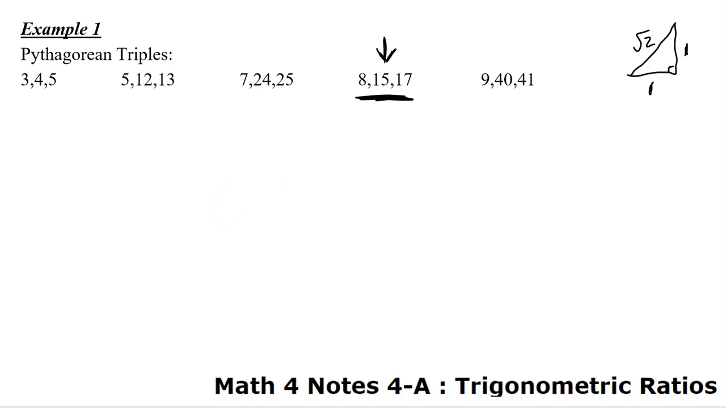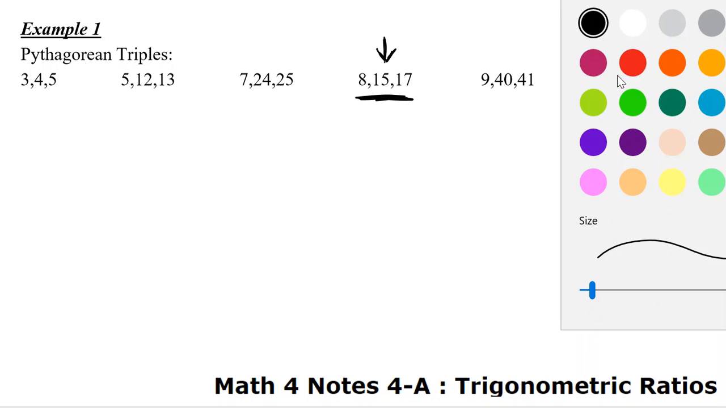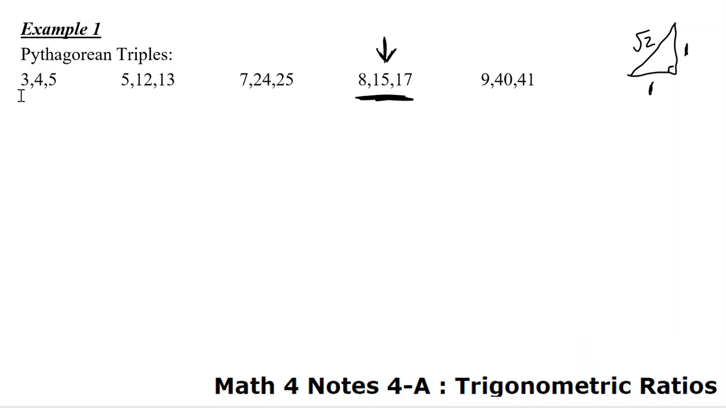And you can take 3, 4, 5, and you can multiply these by the same number. Let's say that we double each one of those. 6 squared plus 8 squared equals 10 squared. It still works. I can multiply these triples by any number I want to. 50 and 120 and 130. I multiplied everybody by 10.